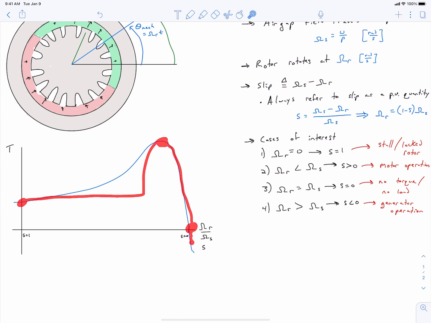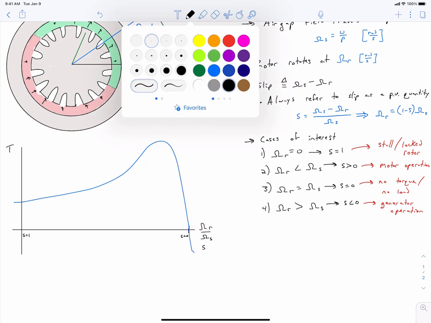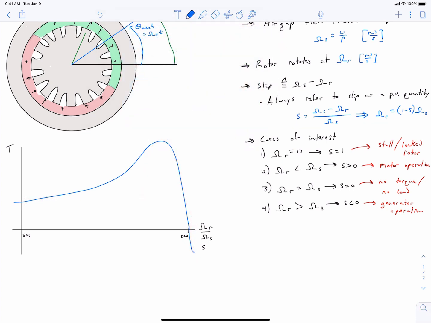And as you continue to accelerate your rotor, you're actually creating negative torque. That is, it's entering generator operation. And this peak value of torque up here is called your breakdown torque or your pull-out torque, and it's referred to as TB. The corresponding slip is referred to as SB, your breakdown or your pull-out slip.